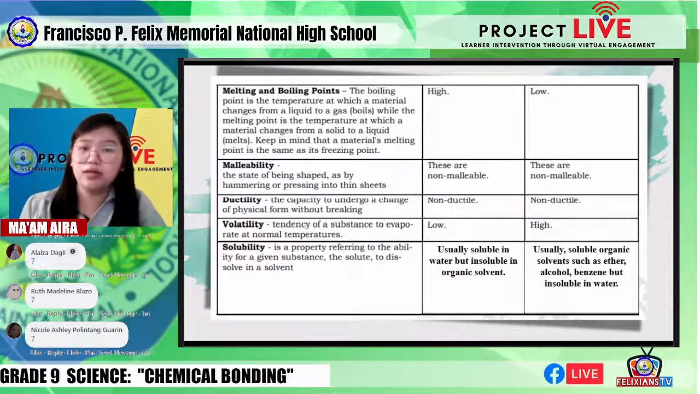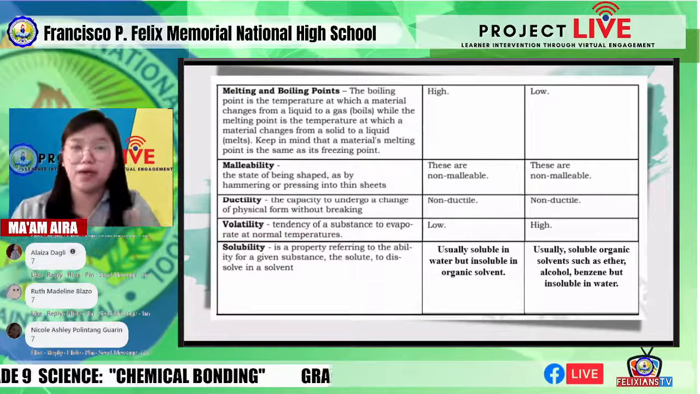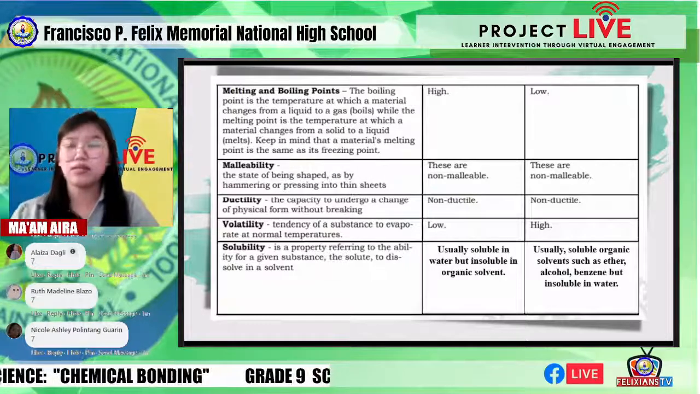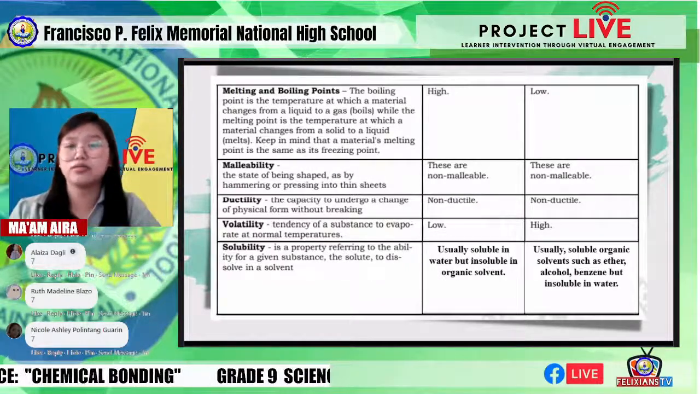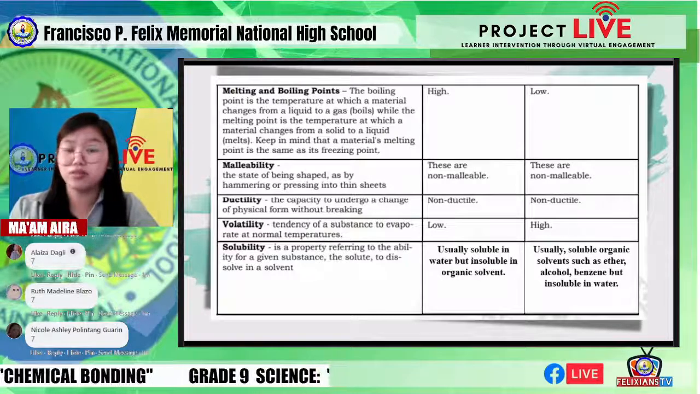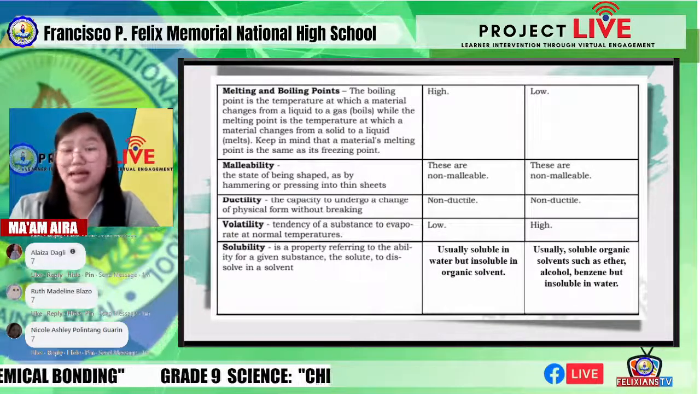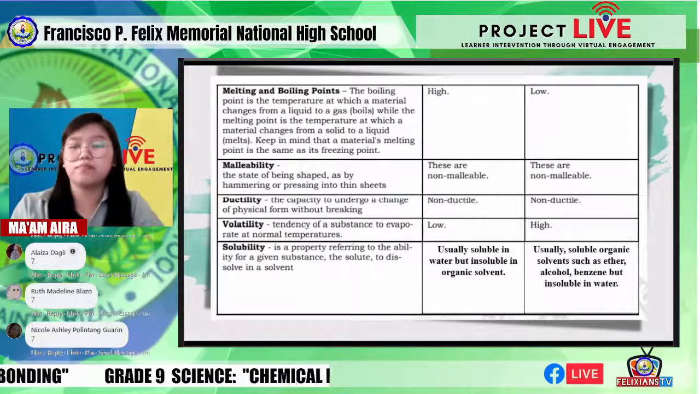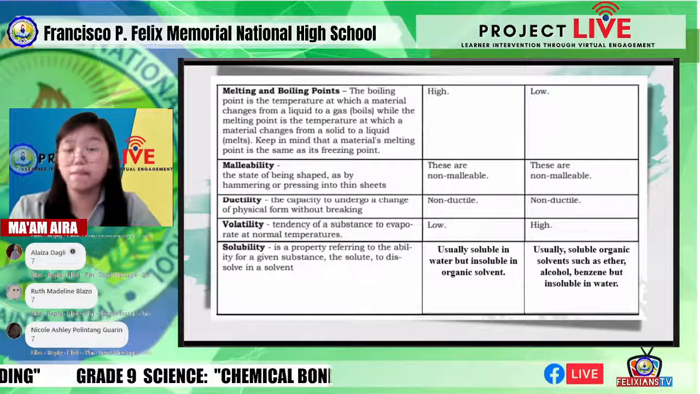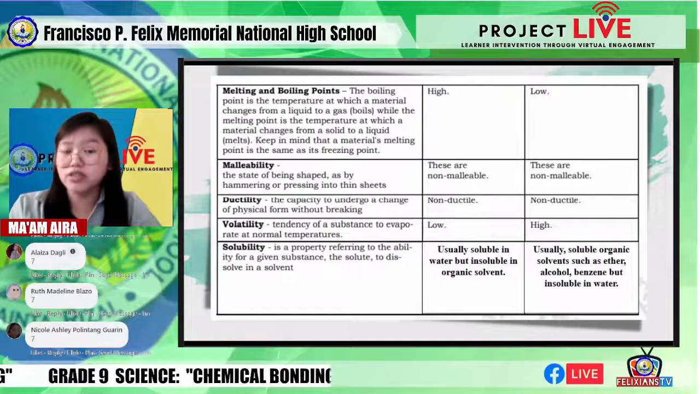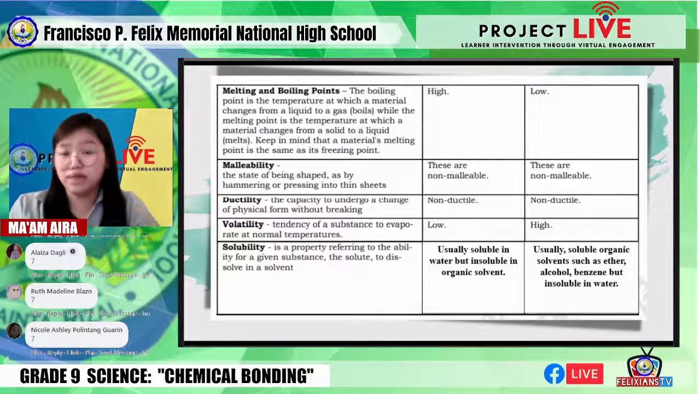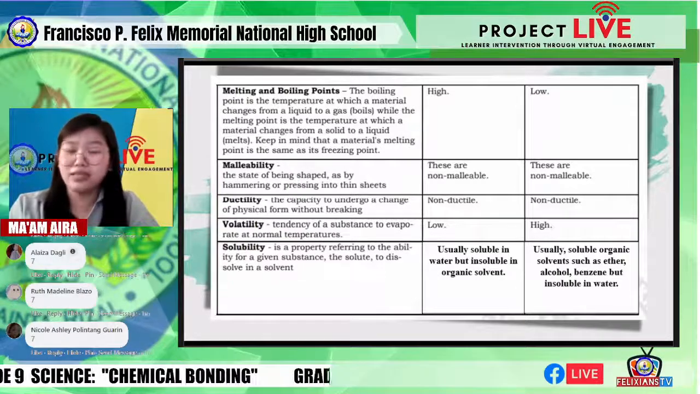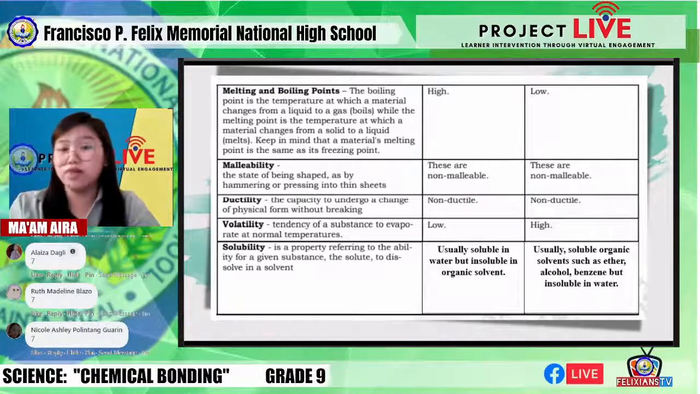In example, ionic bonding, basic example na na-discuss natin is salt. Salt can be dissolved in water, right? So, na-dissolve natin yung mga ionic bond sa water. Pero, insoluble sila pagdating sa ibang organic solvent. Unlike covalent compounds, kapag nag-undergo ng covalent bond, the compounds are soluble in organic solvents. So, example, yung ether, alcohol, and benzene. Pero, hindi sila basta-basta nadi-dissolve sa water.